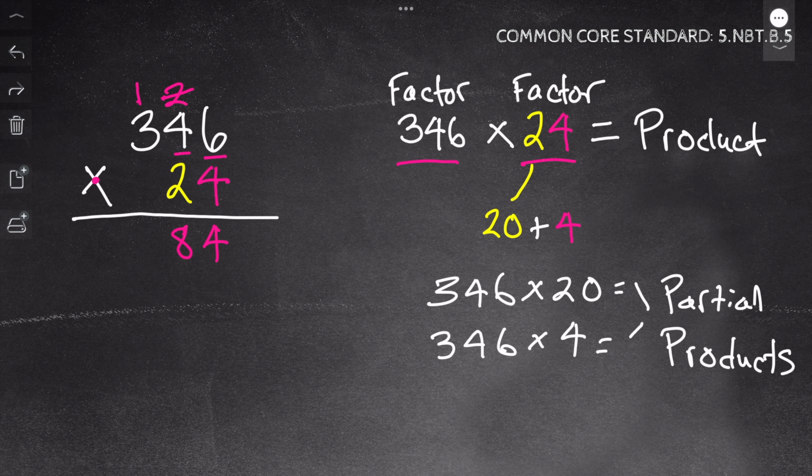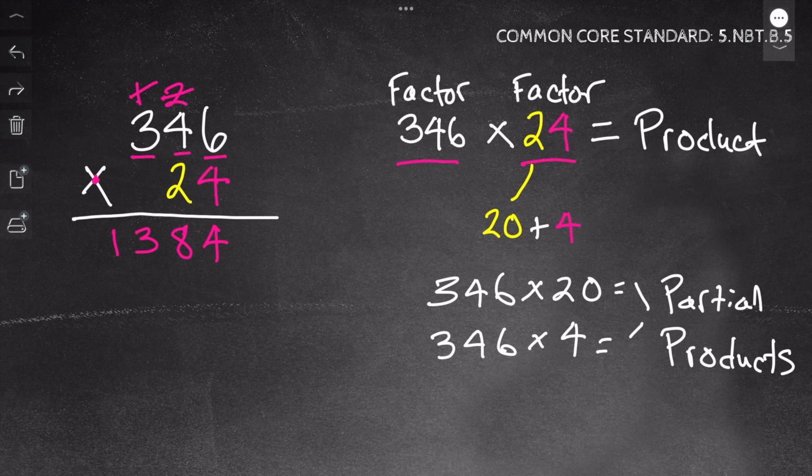Notice how I made sure that I crossed out the 2 in case I have to regroup other numbers, so I don't get mixed up. And finally, I do 4 times 3. And 4 times 3 is 12, plus 1 is 13.